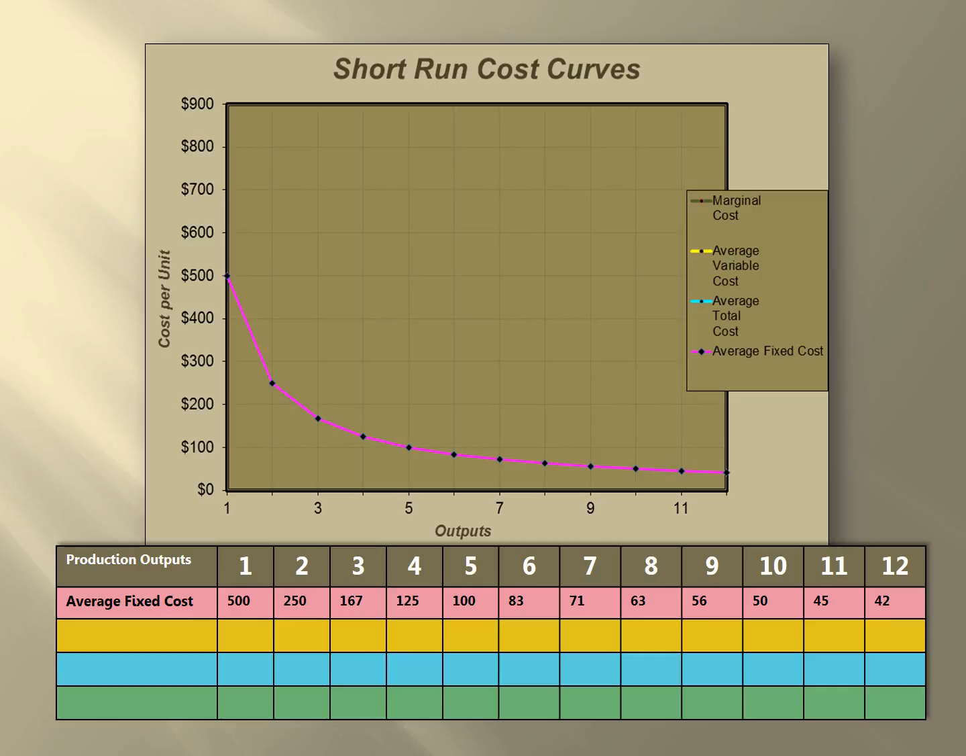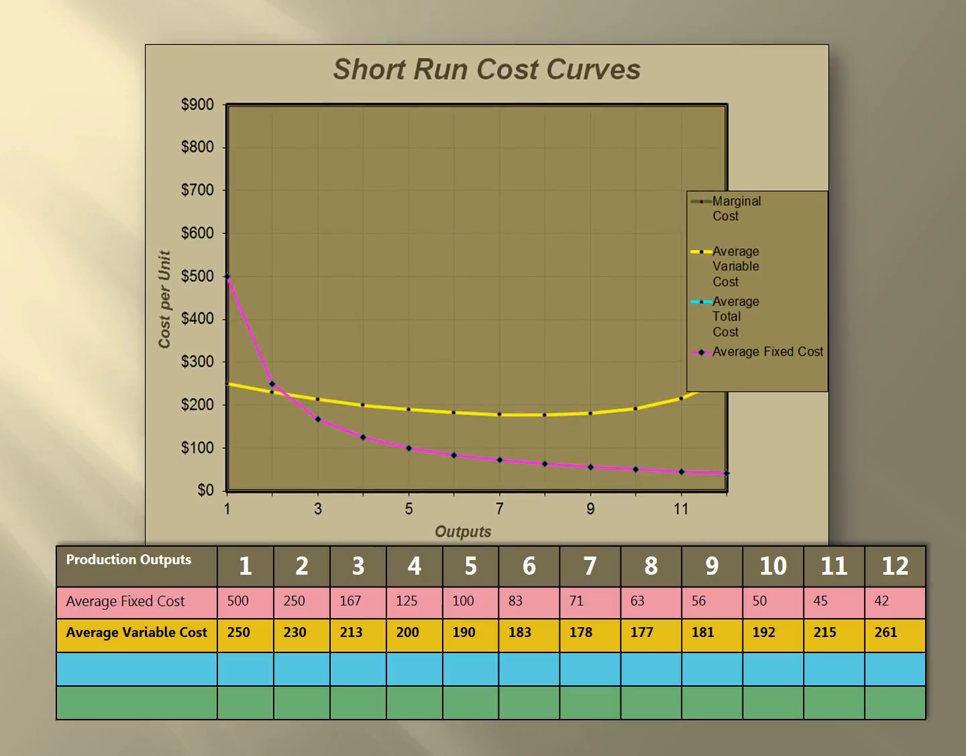Average fixed cost is total fixed cost divided by the quantity of output produced. In examining our average fixed cost curve, we notice that because it's fixed, the average will continually decline. As output increases, our average fixed cost will always decline. Our average fixed cost will never increase as our output increases.